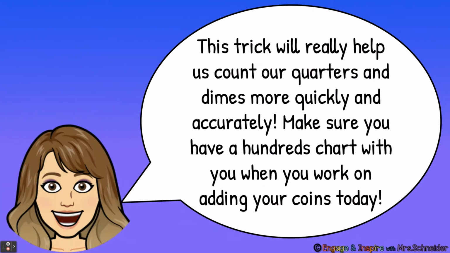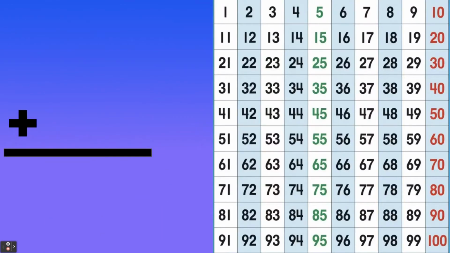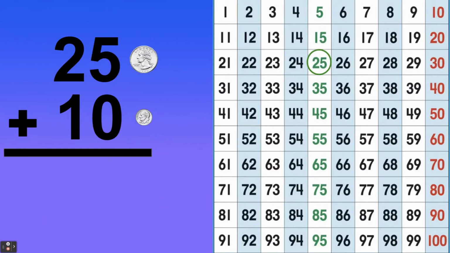Make sure you have a hundreds chart with you when you work on adding your coins today. Let's practice. 25 plus 10. Now this is a tricky one for a lot of our students, right? 25 plus 10 makes our brains think really hard. Sometimes we want to say 30, but that's not 25 plus 10. That's 25 plus 5. 1, 2, 3, 4, 5.